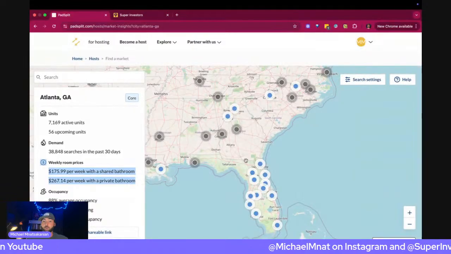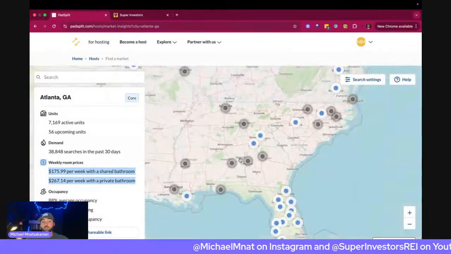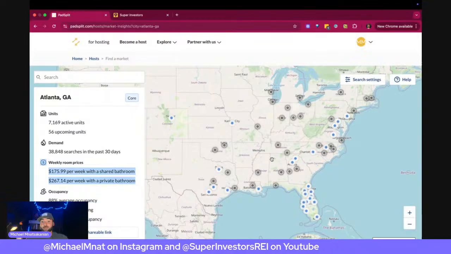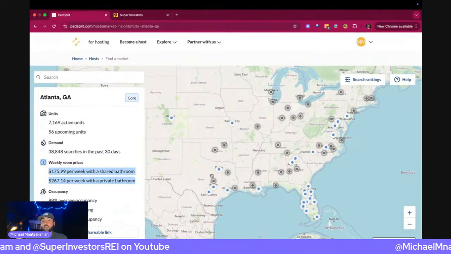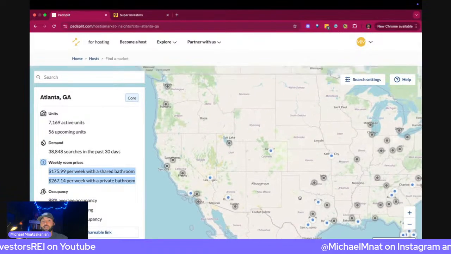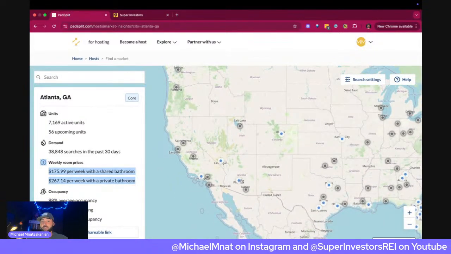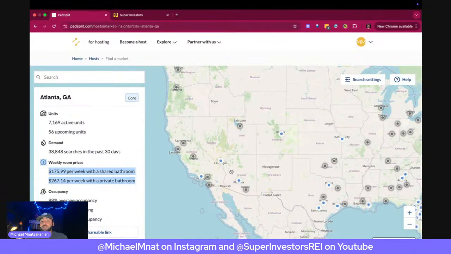These blue bubbles are core pad split markets. These gray bubbles are markets that they're expanding into. When I started doing this in 2023, it was like three blue bubbles. This is amazing to see right now. The level of the markets that they're expanding into, especially some of these really expensive markets where I already own properties, because now you're getting some of the best benefits.